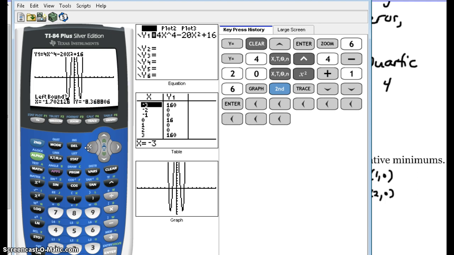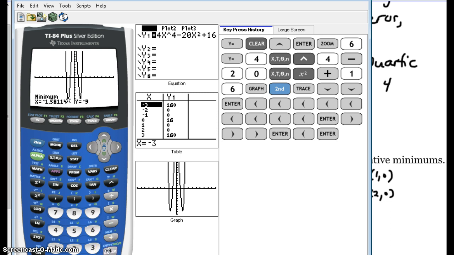So there's my cursor. My minimum is there. I'm going to go to the left and then hit enter. Then go past it, hit enter, and then move it onto the spot and hit enter. And it gives us the exact minimum. And it's negative 1.58. Remember, you would round if necessary. You look at the third decimal place, and if it's a number less than 5, then you'll round down. If it's number 5 or greater, you'll round up. In this case, it's a number less than 5, so our minimum is negative 1.58, and the y value is negative 9.